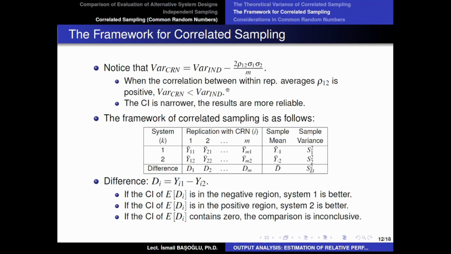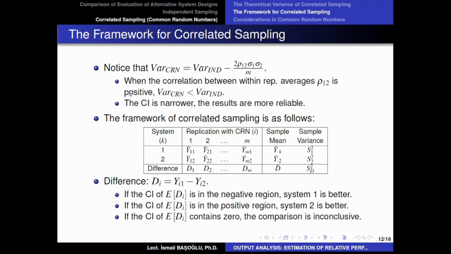Now, we have learned that the variance of the correlated sampling or the common random numbers procedure, remember now CRN means common random numbers, which indicates that you are using the same random number sequence in the respective replications of alternative system designs. In that case, the variance is going to be less than the variance that you obtain in the independent sampling if the correlation between the replication averages is positive.